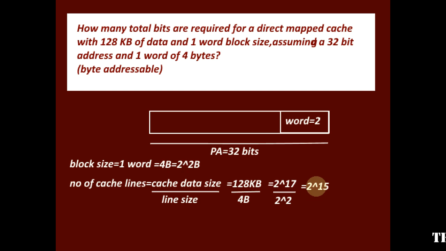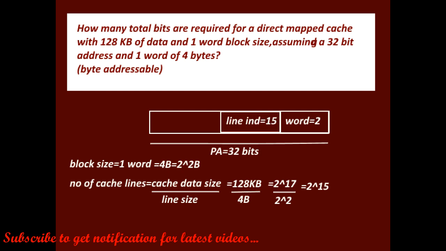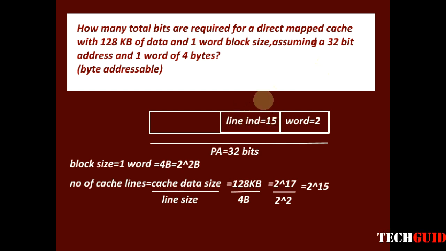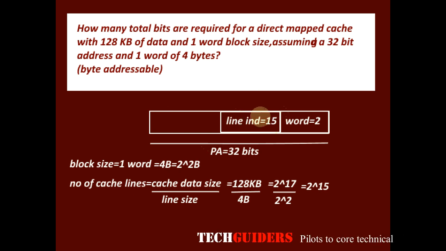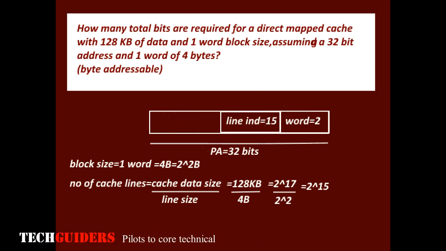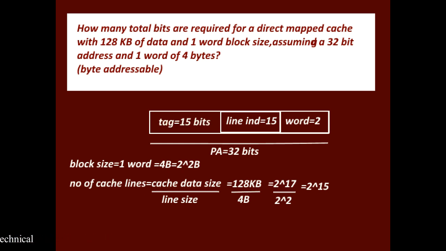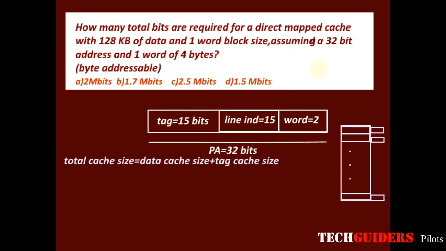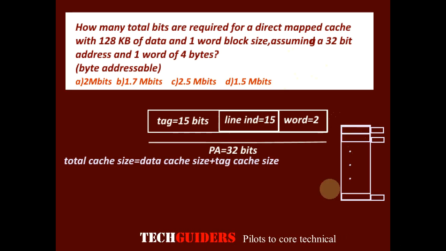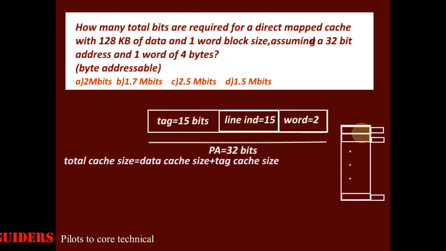So to address each line uniquely, how many bits are required? 15 bits are required. So how many bits are used for the line number or the line index? 15 bits. Thus the least significant 15 bits of the block index is used as the line index, and the remaining bits are used as the tag. So the number of bits required for the tag is 15 bits. In direct mapping, each cache line can keep a data block and each cache line will be associated with a tag.